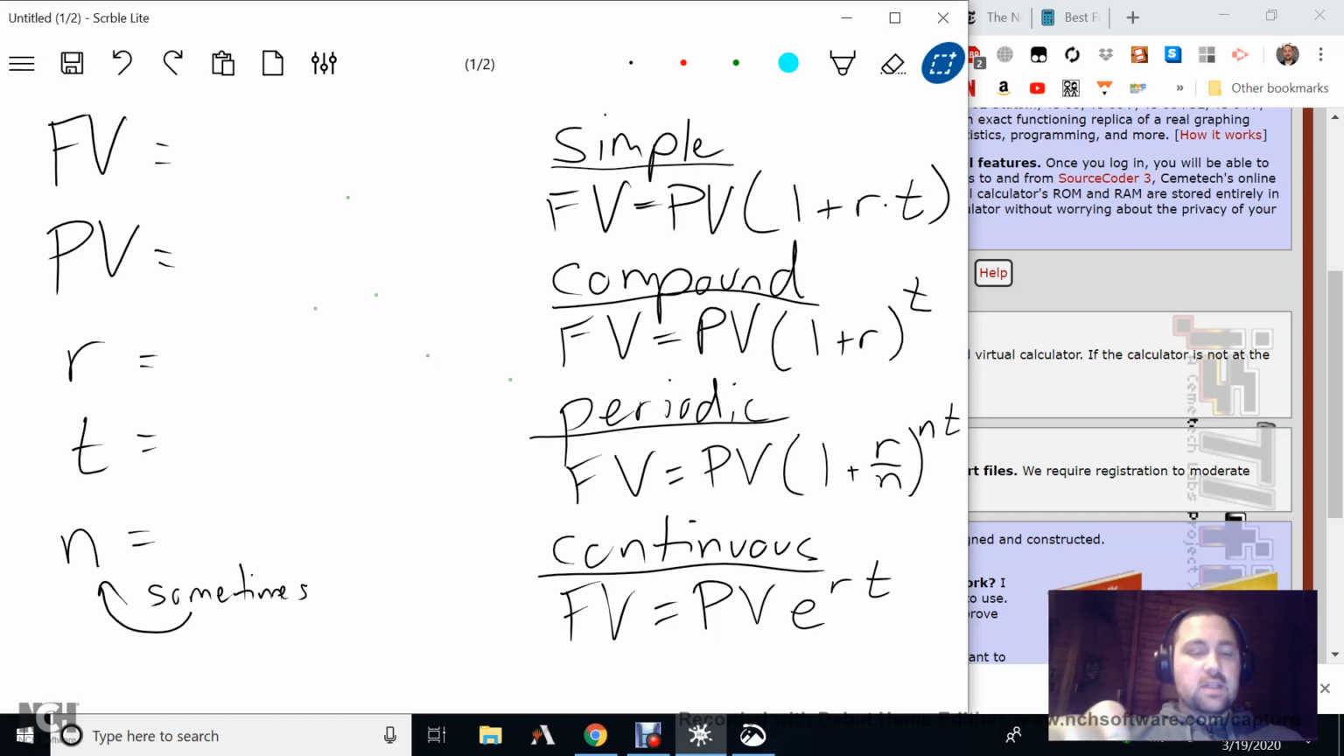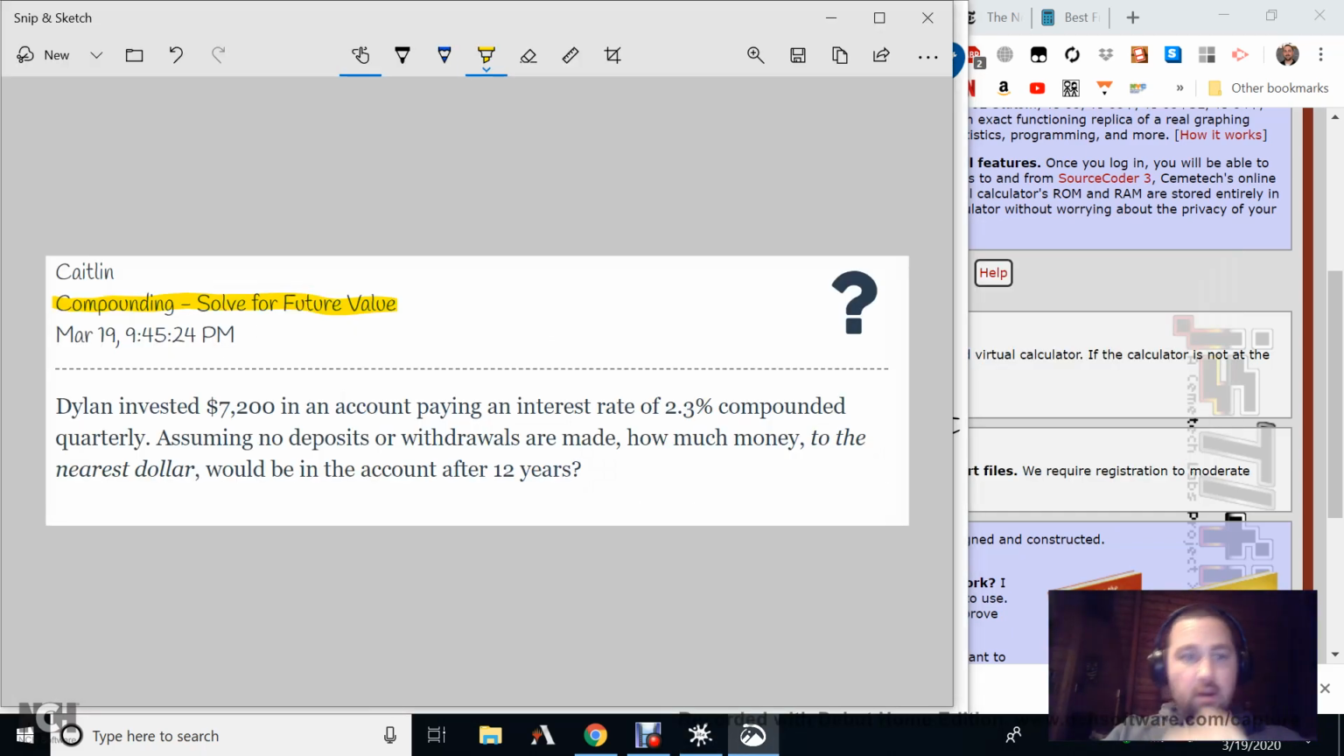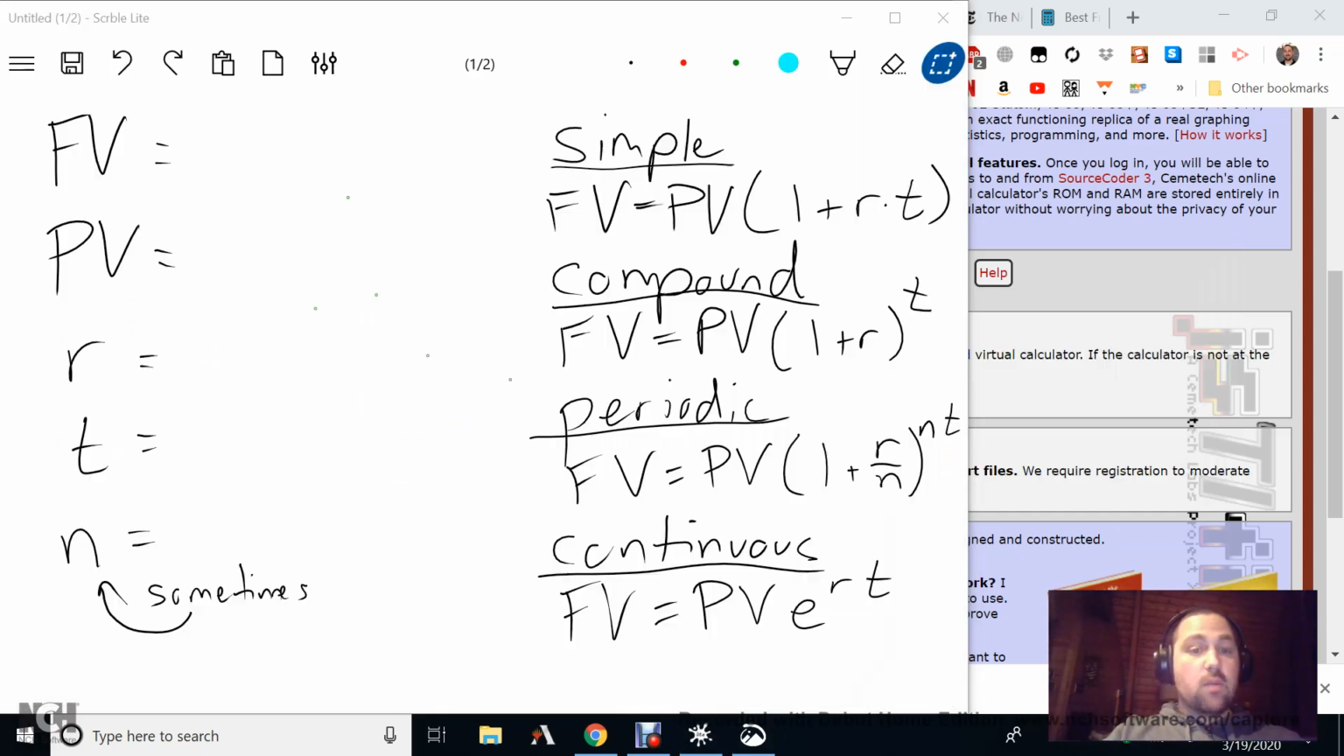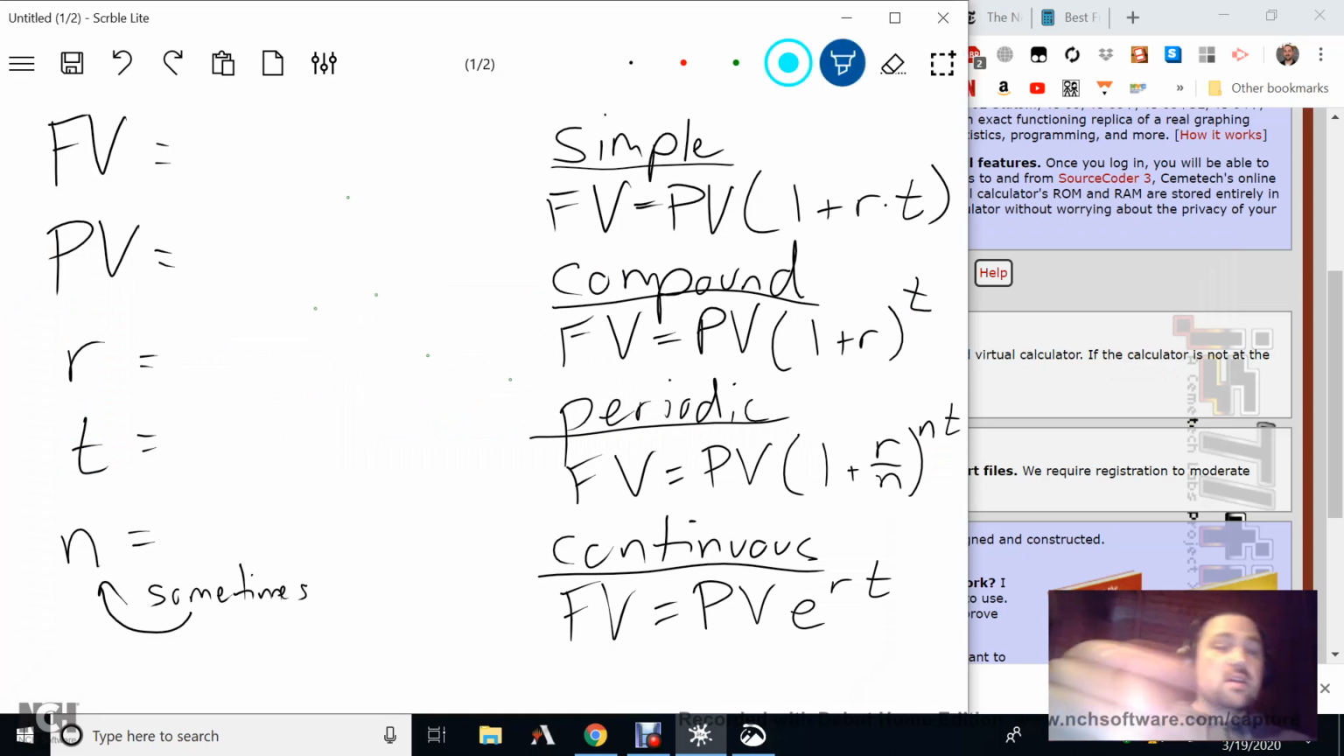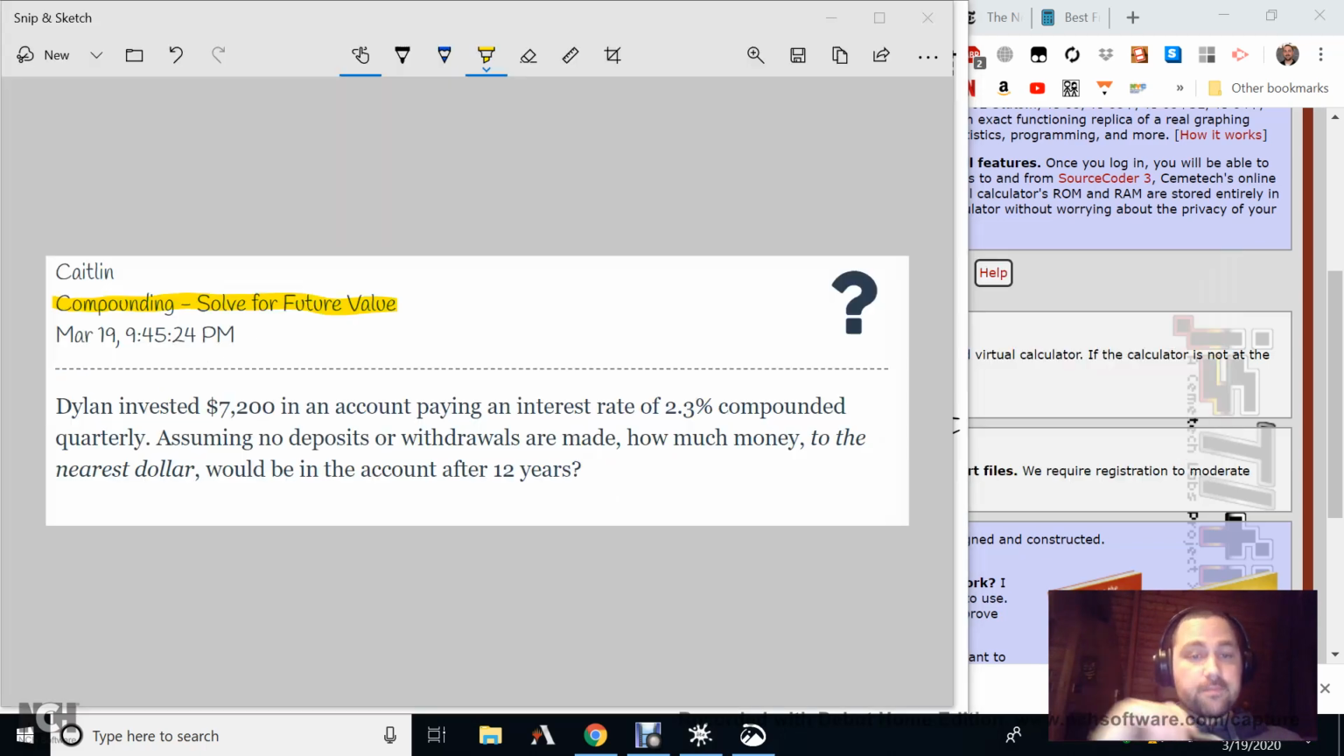In this case, we are solving for the future value. So somewhere hidden within this is going to be the present value, the rate, and the time. That's what we're going to be trying to pull out of this. And then we're going to also figure out which of the four types of models we should use. So let's see.